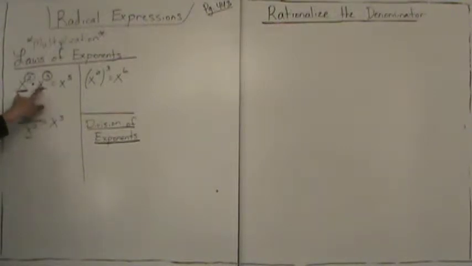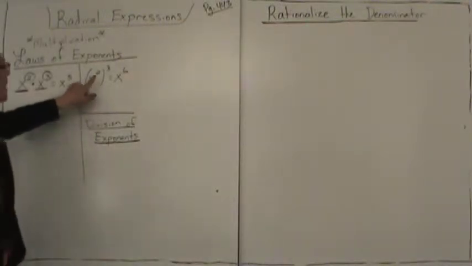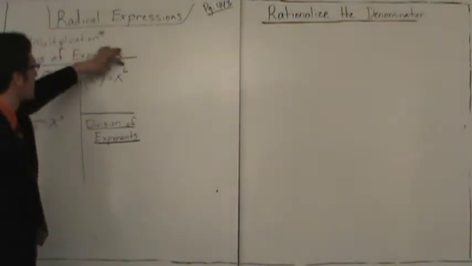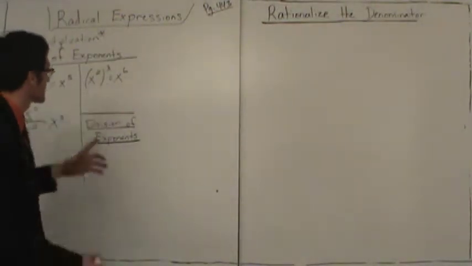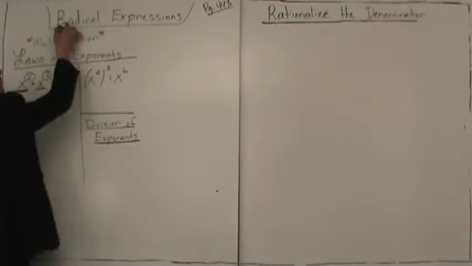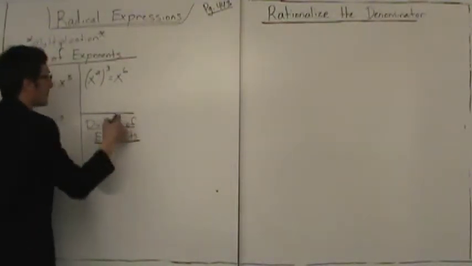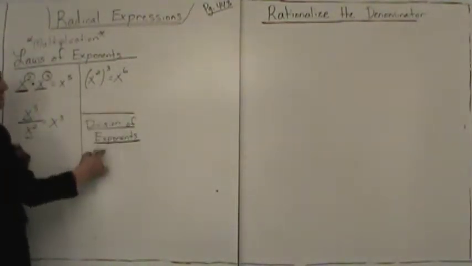When the bases match and we're multiplying, we add the exponents. So we add 2 plus 3 and get 5. When the bases match and we're dividing, we subtract the exponents. 5 minus 2 gives 3. If we take a power of a power, we multiply the exponents, so 3 times 2 gives 6. And lastly, remember that radical expressions refer to the fourth branch of this chart, the division of exponents.